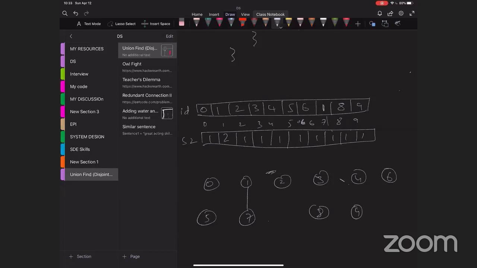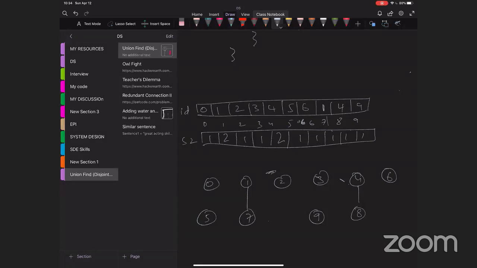Some more? 4 and 8. Okay. So again, it is the same as 1 and 7. If we take 4 and 8, then basically 8 becomes a child of 4. Here this will become 4, and we are changing the size of 4, and it becomes 2, right? Yeah. Okay.